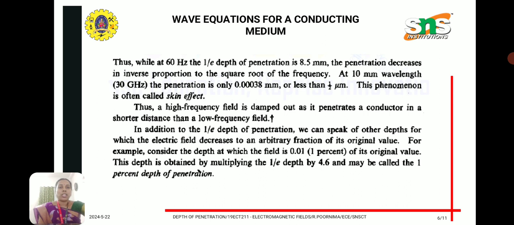At 10 mm wavelength, the penetration is only 0.00038 millimeter, so it is very small. This phenomenon is often called the skin effect. The high frequency field is damped out in a shorter distance than a low frequency field as it penetrates the conductor. The electric field can decrease to an arbitrary fraction of its original value. For 1% of the original value, the 1 by e depth is multiplied by 4.6, and this may be called the 1% depth of penetration.